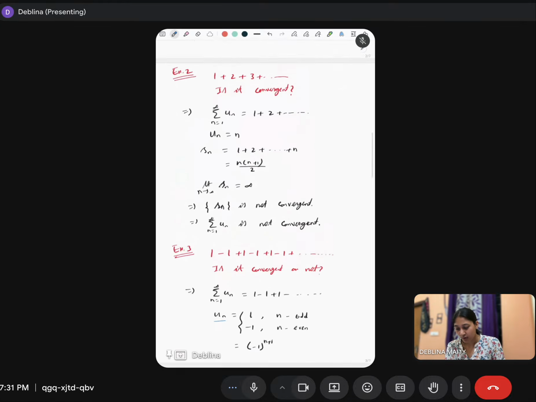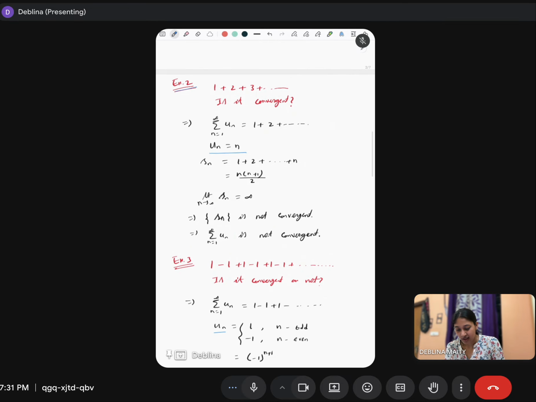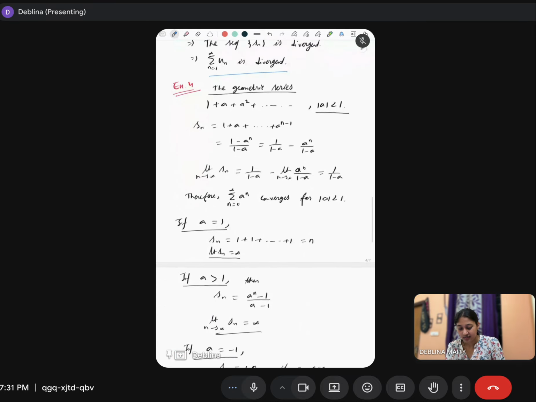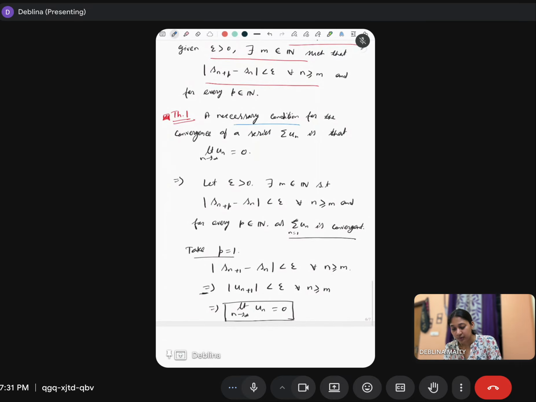Also for this example, exercise 2, we see that u_n is n. So as n goes to infinity, u_n goes to infinity. So this series also cannot be convergent, and we have also proved here that this series is not convergent. So if we know this theorem, we could have said that these examples are divergent in a single line.